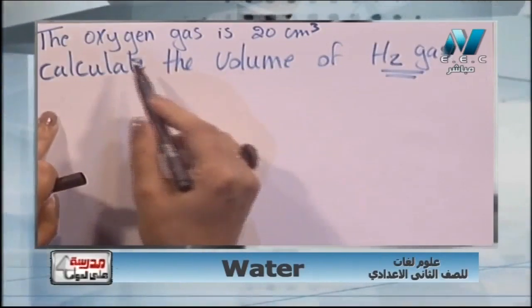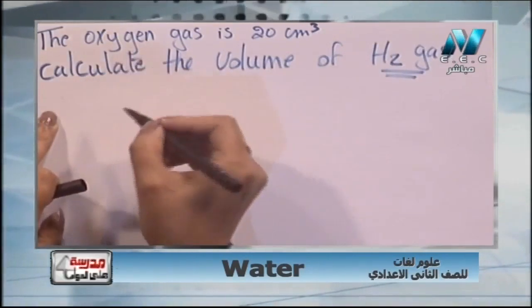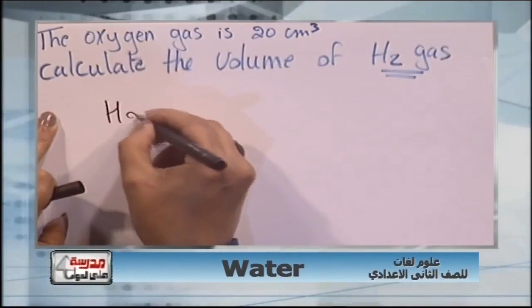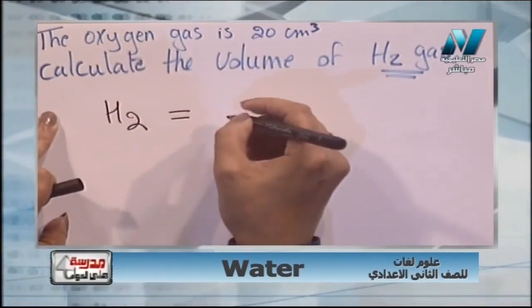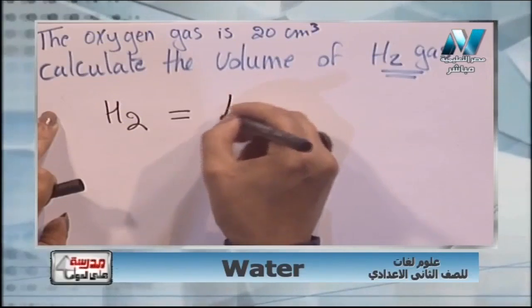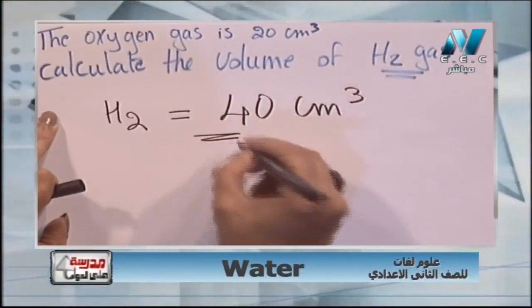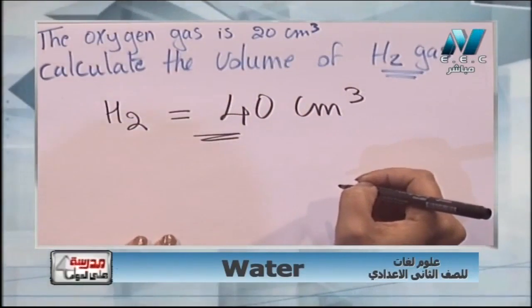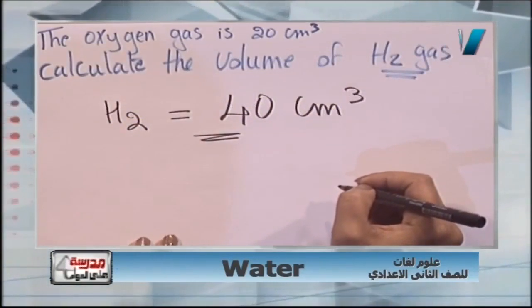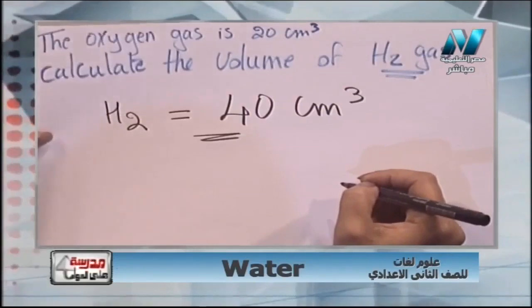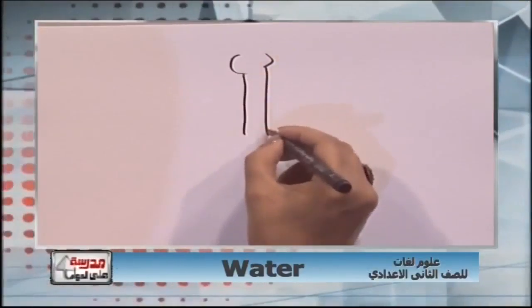We said that the hydrogen is double the oxygen, so hydrogen gas is equal to what? Equal to 40 centimeter cube. Because it is double the volume. Okay? But when I am going to examine both of them, I'm going to draw Hoffman like this.